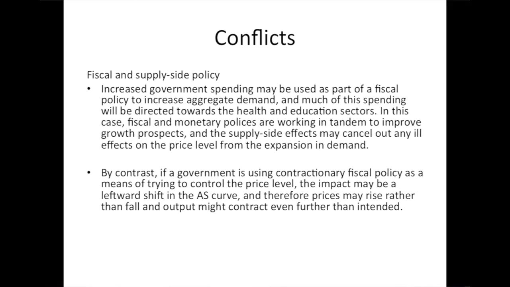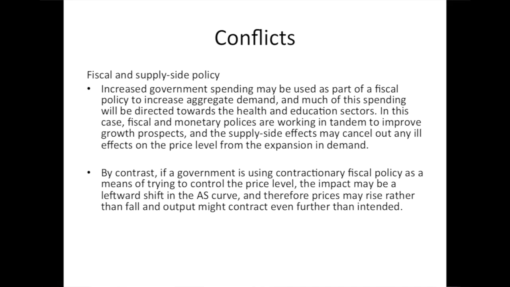One way in which aggregate demand policies and aggregate supply policies work together is that increased government spending can be part of the fiscal policy of an economy to help increase aggregate demand. A lot of this spending goes towards education and health. In this case, the fiscal and monetary policies work together to improve the prospects of the economy, to help it get bigger. The supply side effects can cancel out the effect on the price level from expansion in demand.